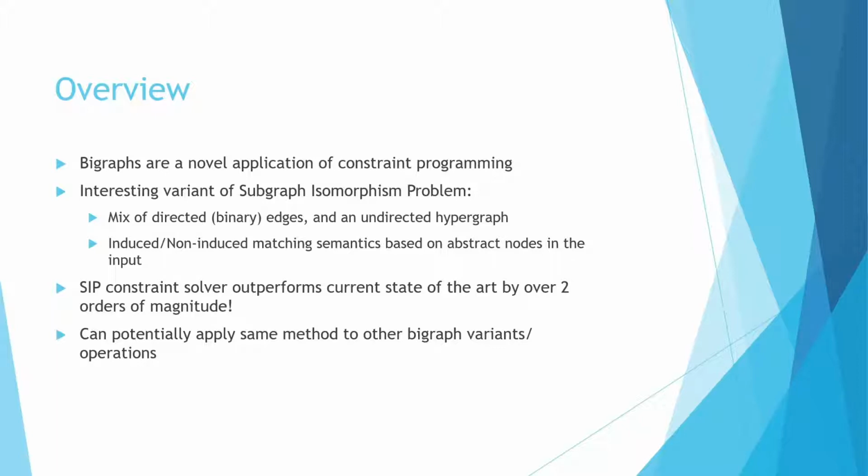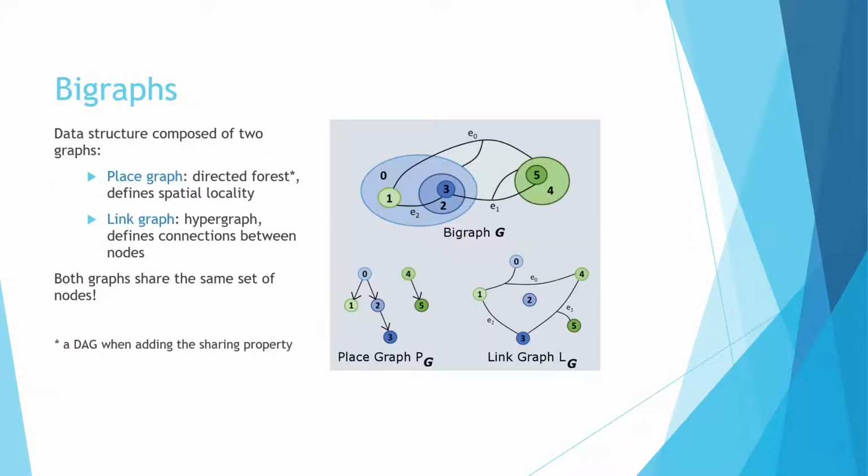And we found that this method outperforms current state-of-the-art bigraph solvers by over 2 orders of magnitude, which we're pretty proud of. Not only this, but now that we have proven that it can work for bigraph matching, we also think we can apply the same method to other bigraph variants, so variants to the structure, as well as different bigraph operations entirely. So as a brief background, what are bigraphs?